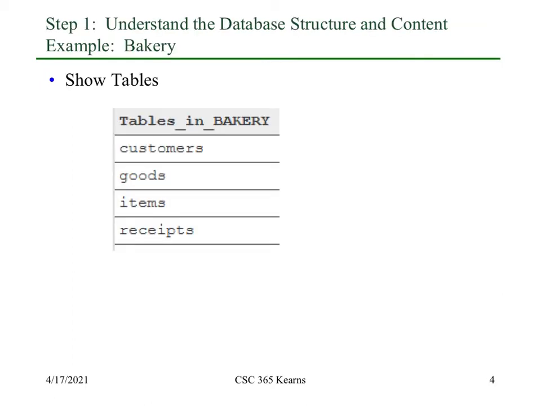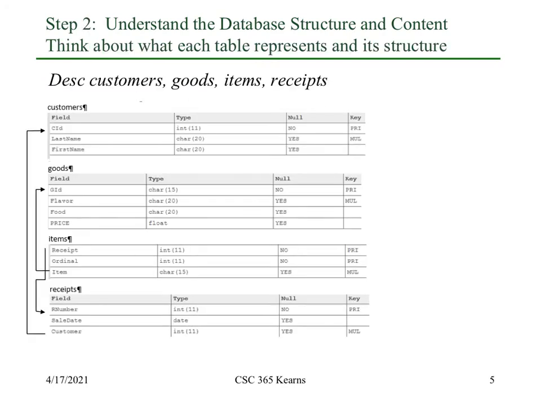So the first thing to do is to understand the database. And so for our bakery database, we do a show tables command, and we'd see that there are 4 tables in the database: a customers table, a goods table, an items table, and a receipts table. Just the names of the tables don't tell us much. So the next step will be to look at what each table represents.